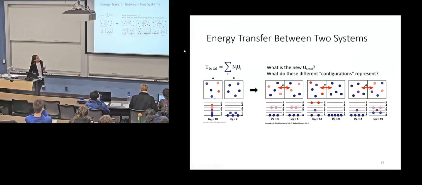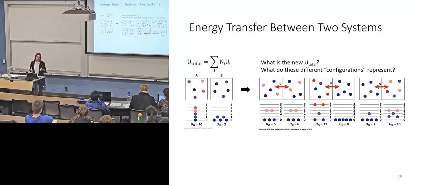And then these are three different configurations, okay? What does that mean? What do these three different configurations represent? Microstates. These are different microstates of the same macrostate. The macrostate is 10 particles, total energy 12.